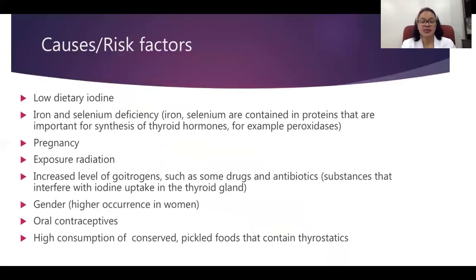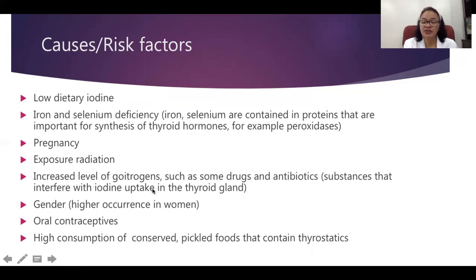So what could be the risk factors or even the causes for this endemic goiter? Definitely low dietary iodine, even the deficiency of both iron and selenium, because these two are very important also for thyroid hormone synthesis. Pregnancy, there's an increase in the requirement during pregnancy, so you need to give 200. And radiation can cause that.